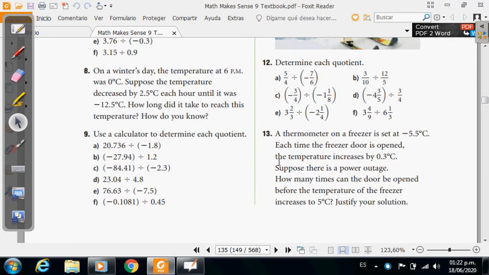work with the exercise 8 from the book Math Makes Sense number 9, and it says, on a winter's day the temperature at 6 p.m. was 0 Celsius degrees. Suppose the temperature decreased by 2.5 Celsius degrees each hour until it was minus 12.5 Celsius degrees. How long did it take to reach this temperature?